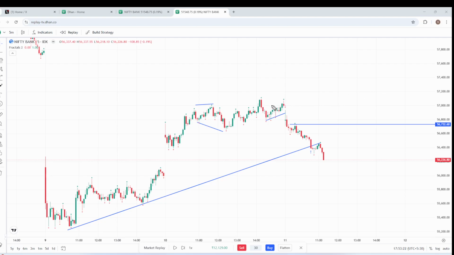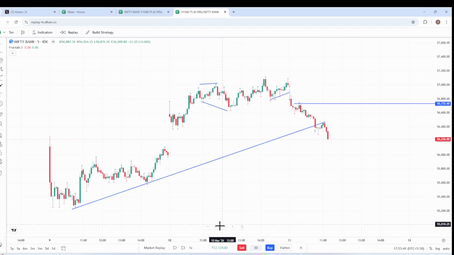That means the size of the flag basically determines the length of the trend. The size of the flag basically determines the reversal. If you understand me correctly. Now let's go ahead.